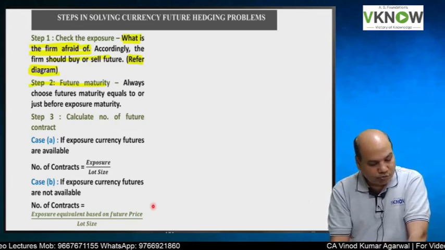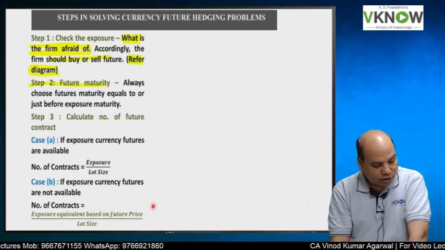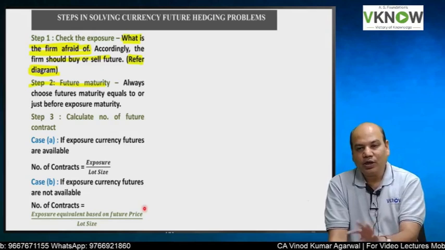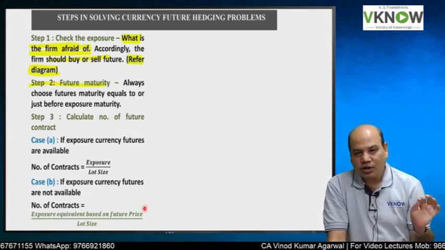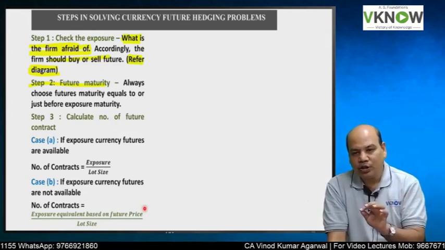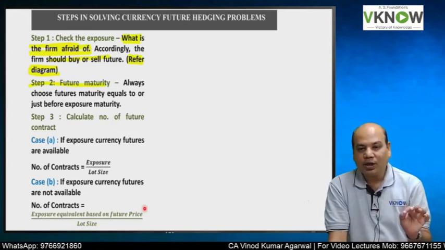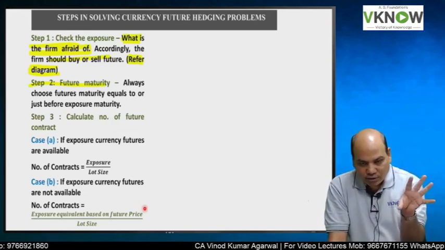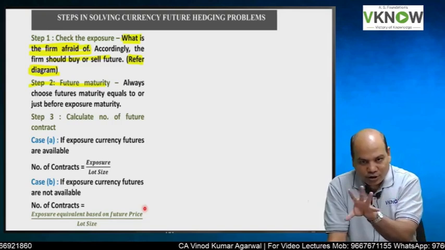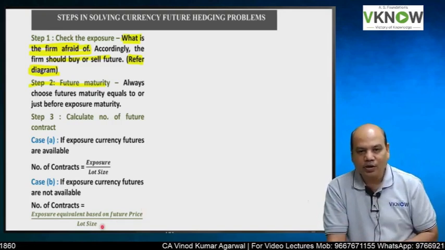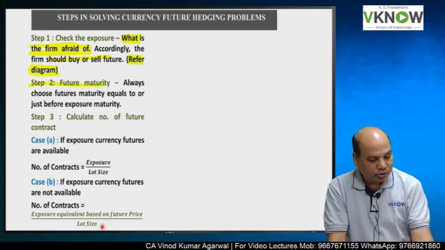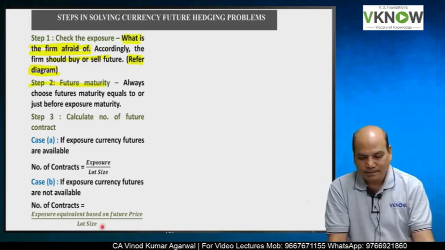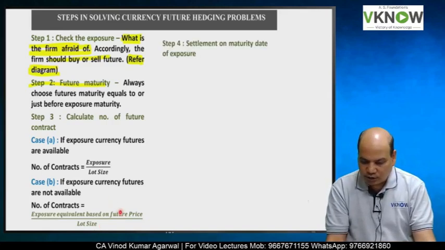So my exposure is 48 lakh dollar. I will find out the equivalent amount in rupees. 48 lakh dollar is equal to how many rupees? For that I will apply the future price. So that will convert 48 lakh dollar into rupees and divide by lot size. Lot size is given 2 crore 88 lakh 16,368. So this will give me number of contracts.